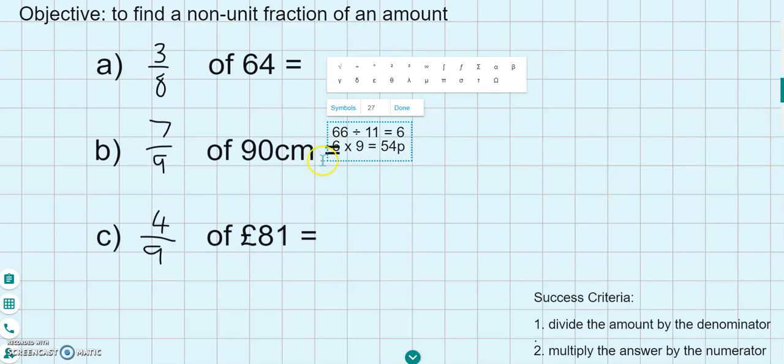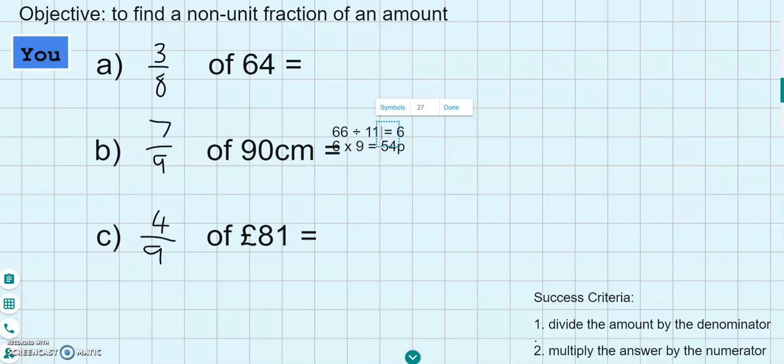Okay, so we're moving on to the last part now. This is your turn to practice. In just a moment, I'm going to pause the video and I would like you to work through these 3 questions on your own. After you've finished, play the video again and we'll go through the answers together. Remember, use the success criteria at the bottom of the screen and remember your units of measure in your answer. Pause the video now.